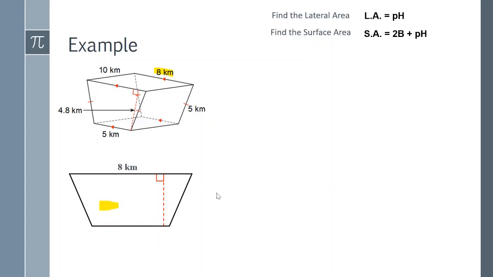But what's the other base? The base is right there, it's 5. So we're going to add that into our picture. Well, what's the height of the trapezoid? That red dashed line right there. Well, that's 4.8. So throw that in there.